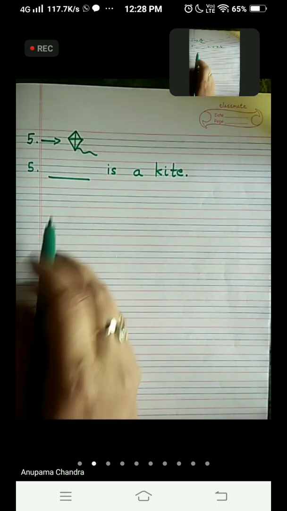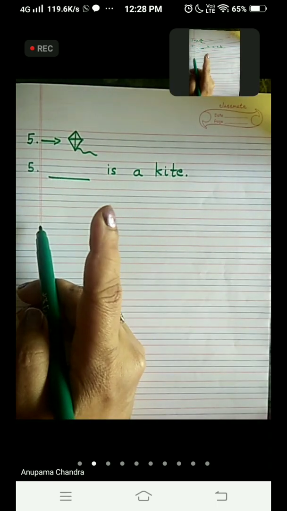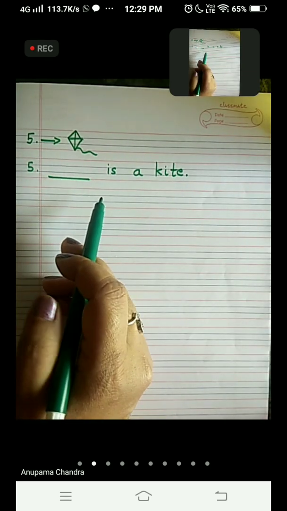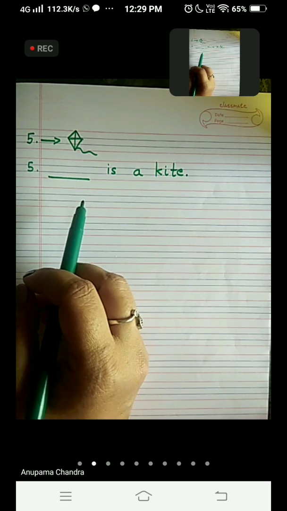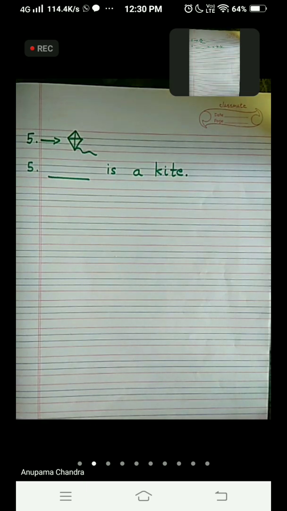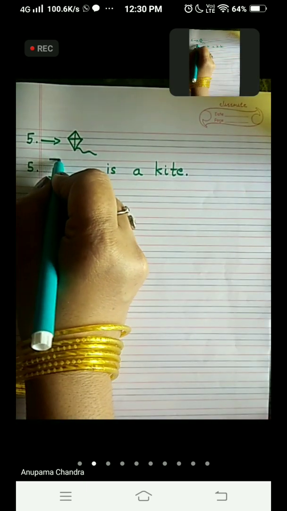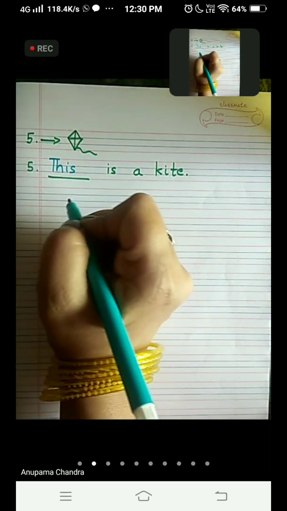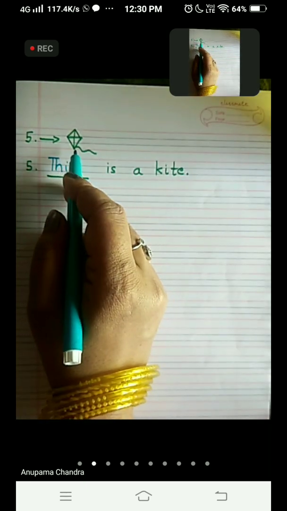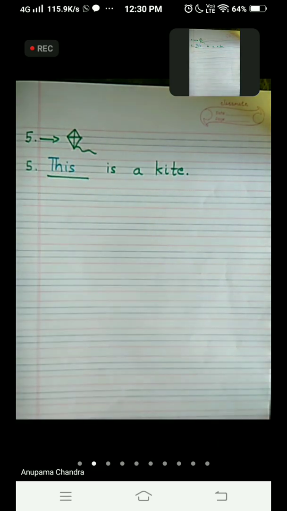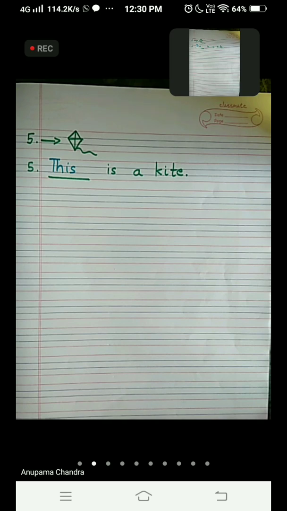So what we can see, the number of kites is 1 and it is nearby. So what should I write here? This, that, these or those. So children, the answer is this. T-H-I-S, this. Because the kite is only 1 and it is nearby. So the answer will be this.